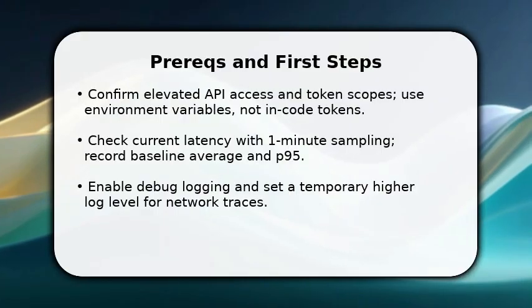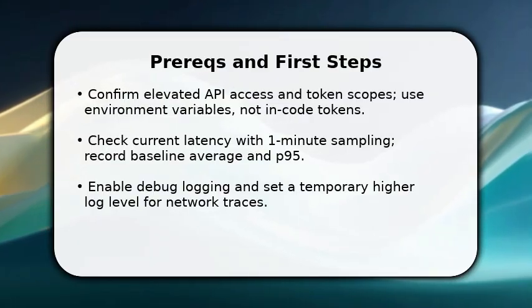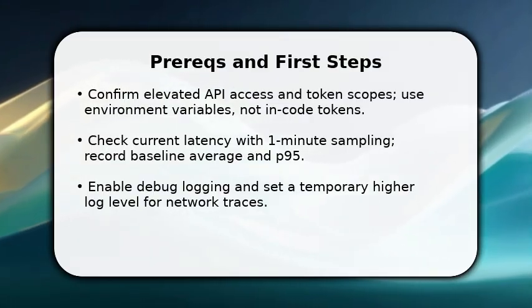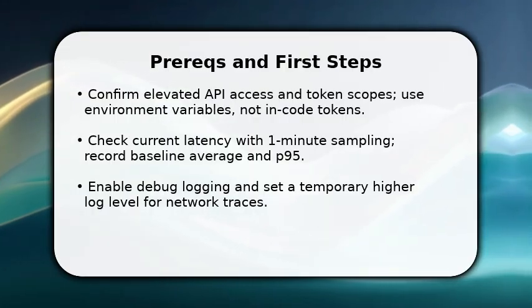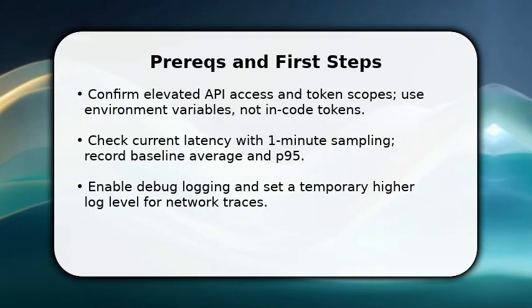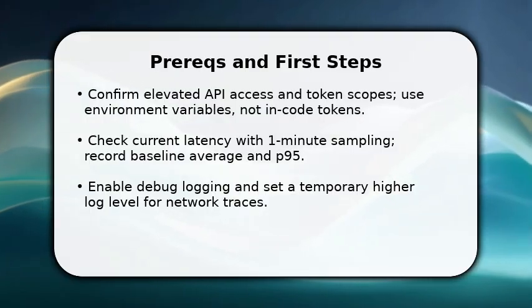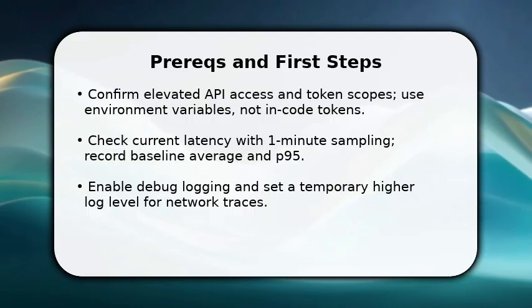You start by verifying prerequisites. Confirm your elevated API token and scopes, and ensure tokens live in environment variables. Once done, measure baseline latency with 1-minute sampling to get average and P95 numbers so you know the problem size.